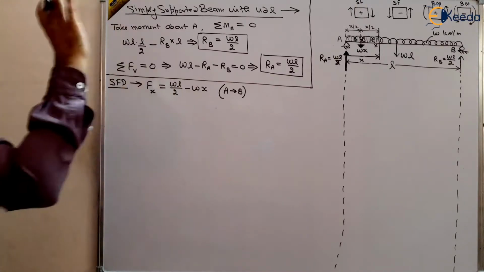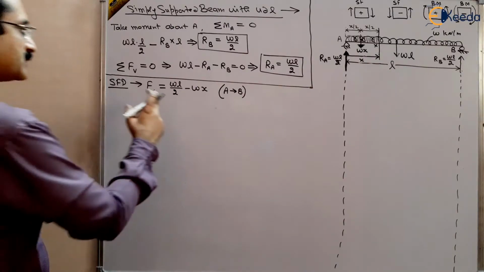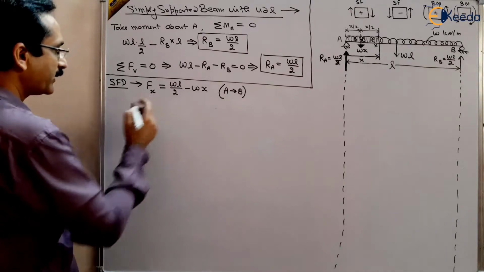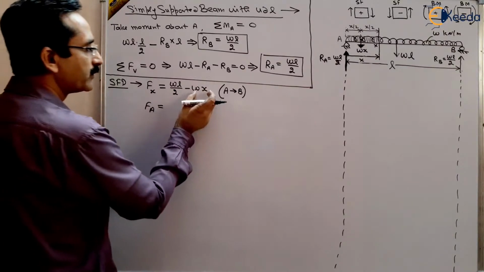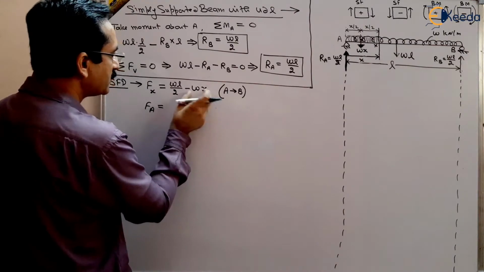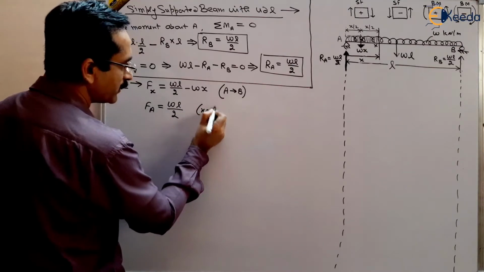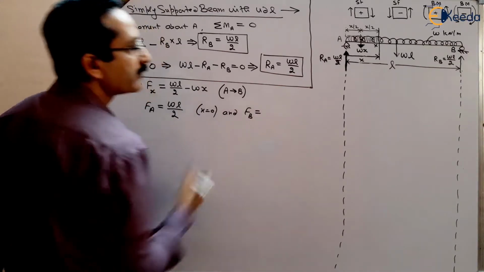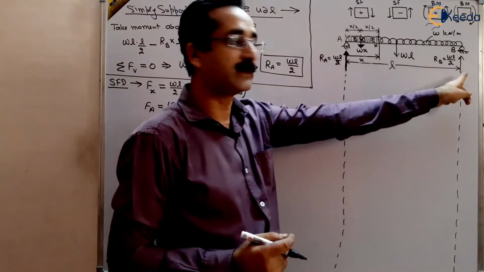So this equation can be utilized for any point of the beam. So we will find out the shear force at the point A and point B, and then we will draw the shear force diagram. So at point A, FA, the shear force will be equal to, x will be 0 because we are taking x starting from point A. So it will be WL by 2 because x is 0 here. And FB, at B point the x is equal to L.